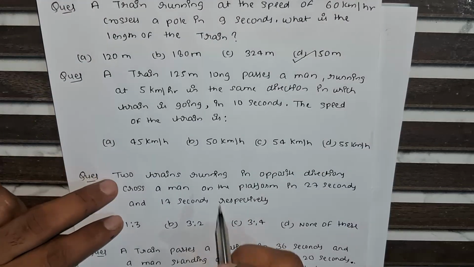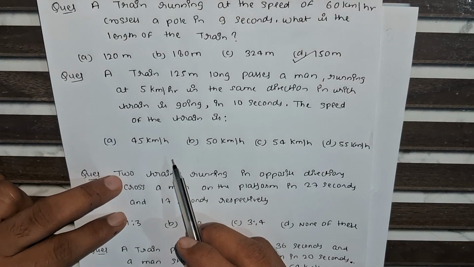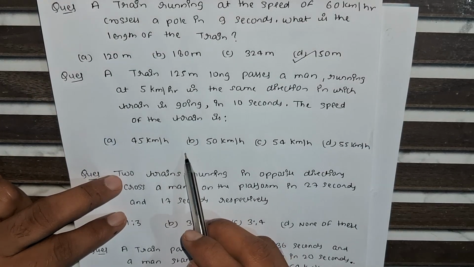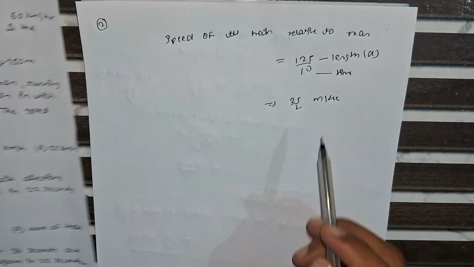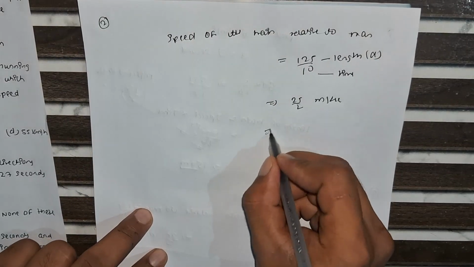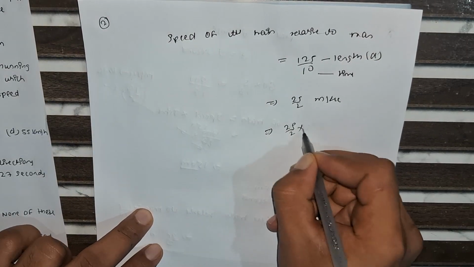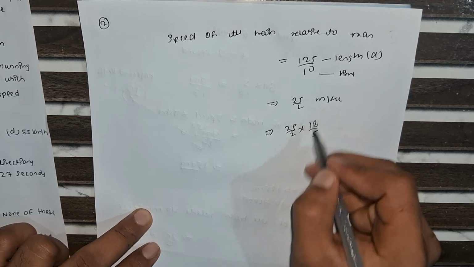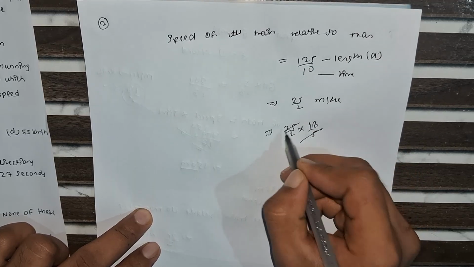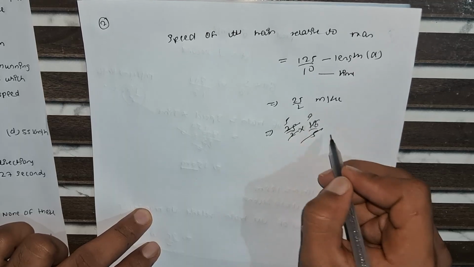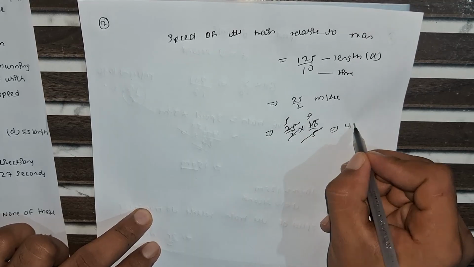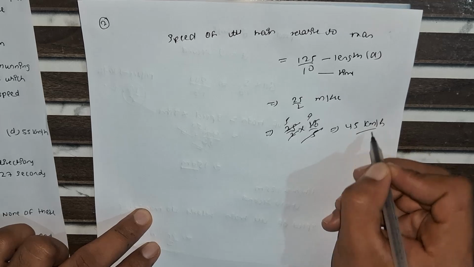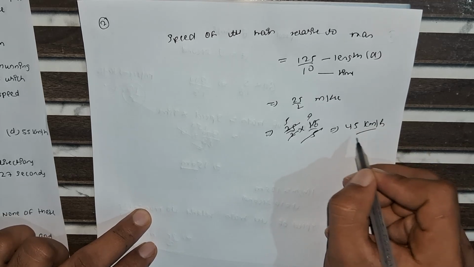As we can clearly see that the speed in the options is in kilometer per hour, we first convert this meter per second into kilometer per hour. How can we convert? Multiply by 18 by 5, because here we are converting meter per second to kilometer per hour. So this is 5 times and this is 9 times. When you solve, you get 45 kilometer per hour. This is the speed of the train relative to the man.